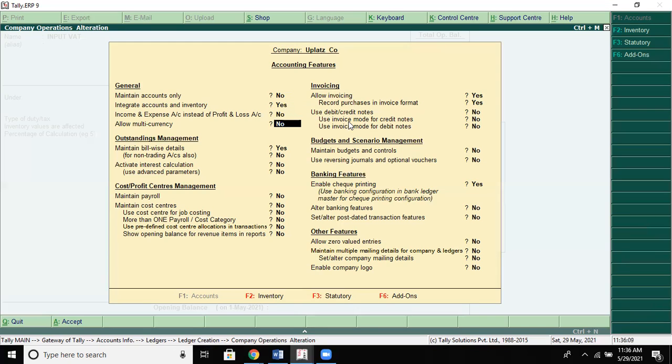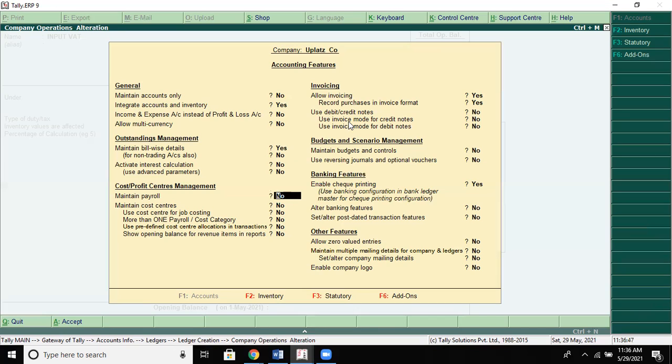Allow multi-currency. If you're dealing with any multi-currency data, then we can go with yes. As of now we are dealing with only one currency, so I'm going with no. Next, outstandings management. So whatever outstandings we have, how are you going to manage that? Maintain bill-based details, obviously yes. If you're maintaining the sundry creditor or debtor, you're going with yes. Then activate interest calculation, use advanced parameter as of now, no.